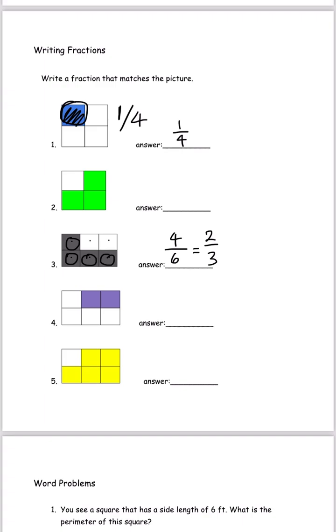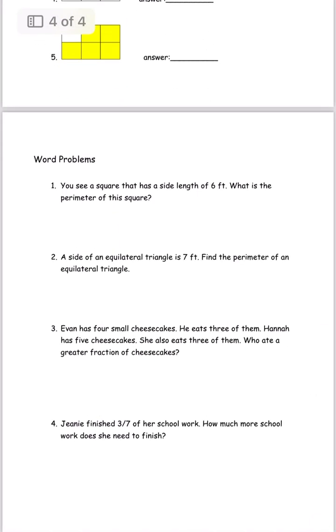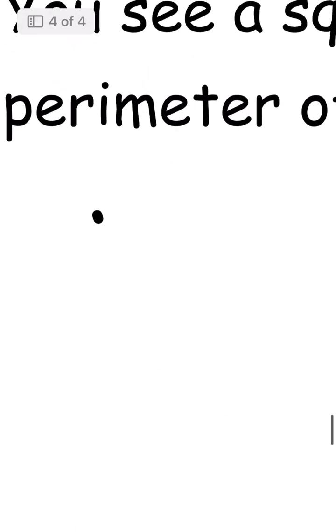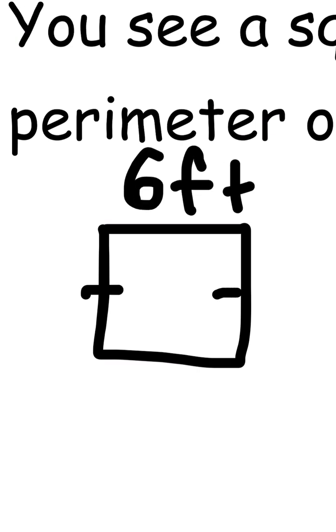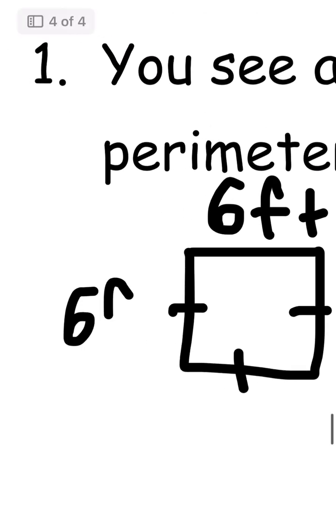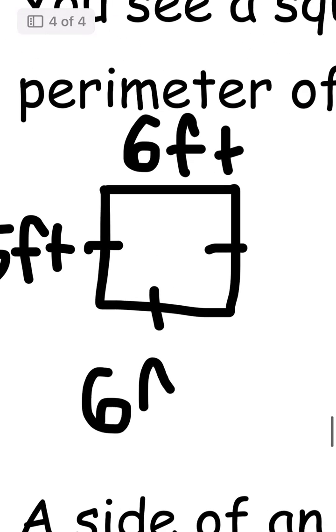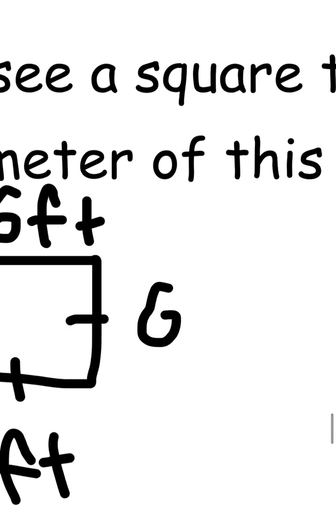So let's move on to the next page. So we have word problems over here. So let's look at number 1. It says you see a square that has a side length of 6 feet. What is the perimeter of this square? So it's the same thing that we did before in the previous pages. So there's going to be a square, which means that it has equal sides, right? And then one side is 6 feet, which means that it has 6 feet for other sides too. So 6 feet, 6 feet, 6 feet, 6 feet.